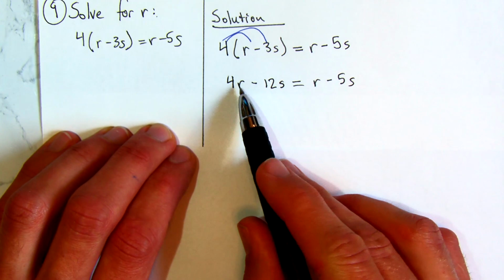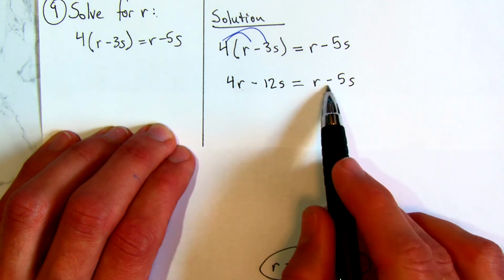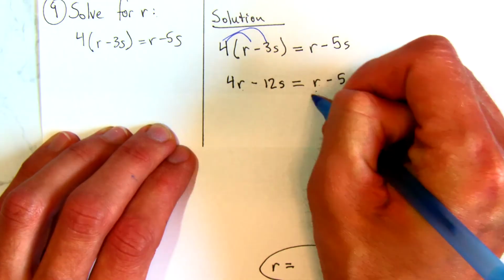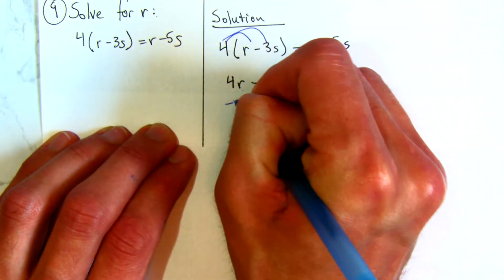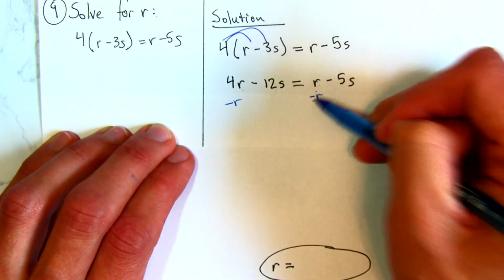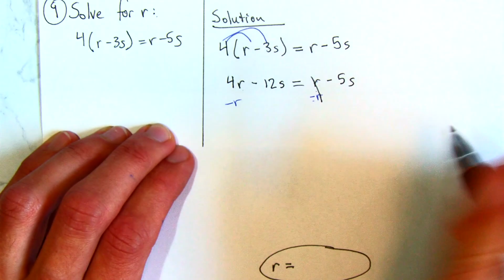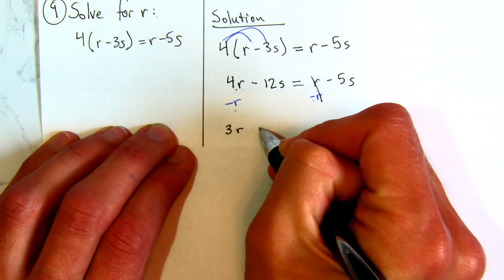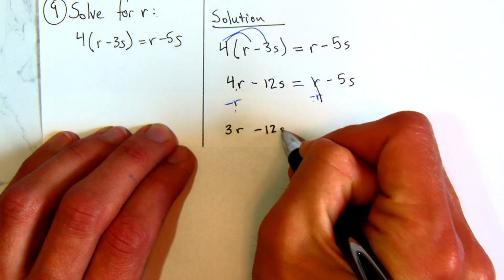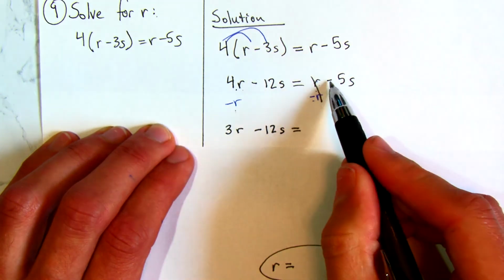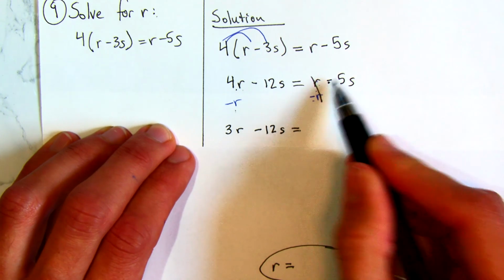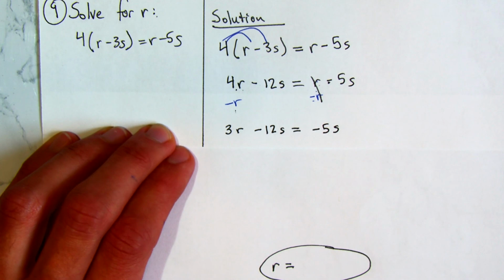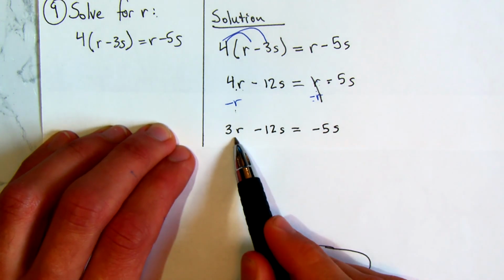Okay, so I have an r on both sides. So typically what you do is you pick the smaller r and you get rid of it. You subtract it in this case. Positive r minus r cancels. And over here we have 4r minus r, which is 3r minus 12s equals, this negative sign is still there, negative 5s.